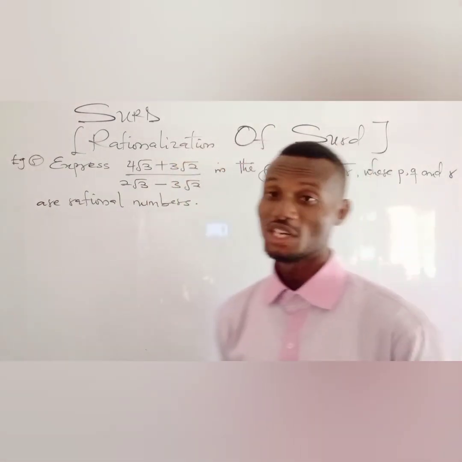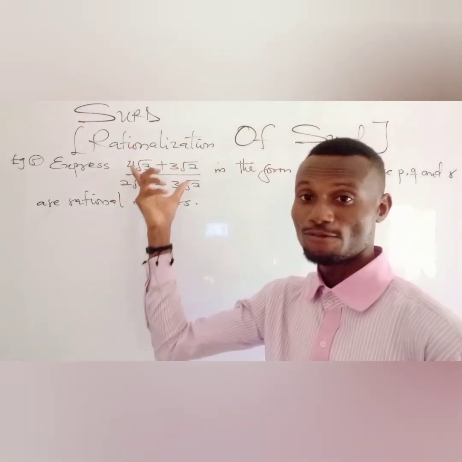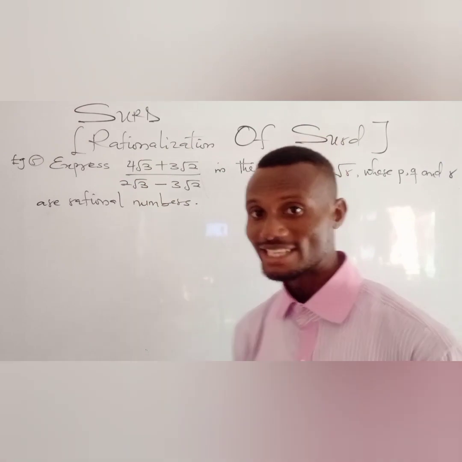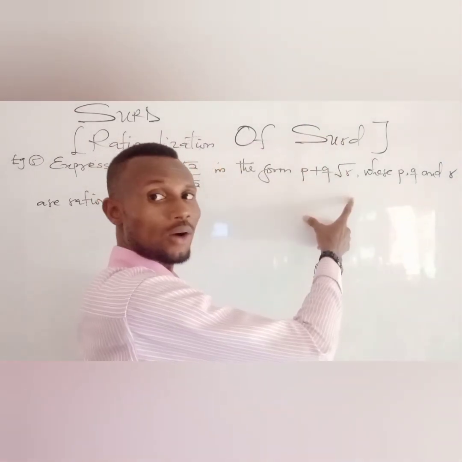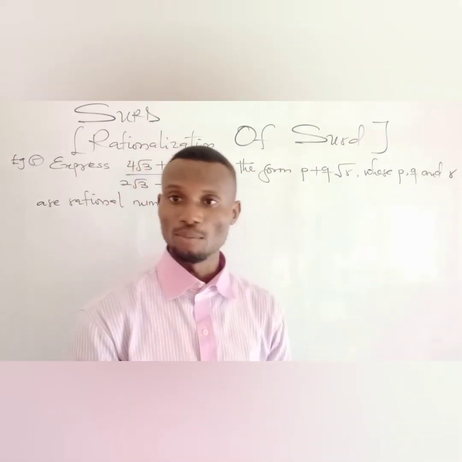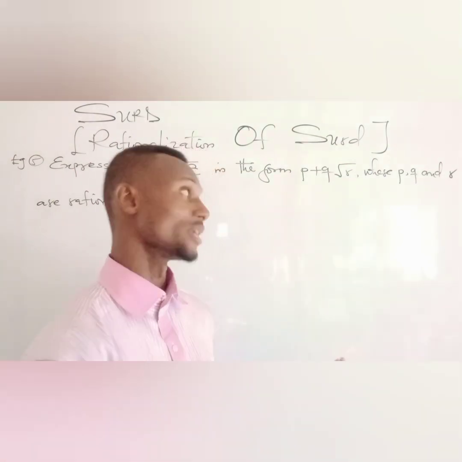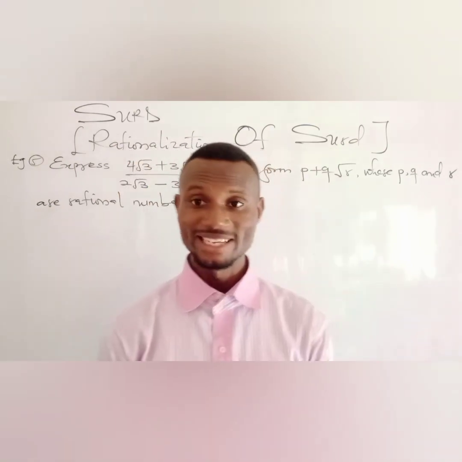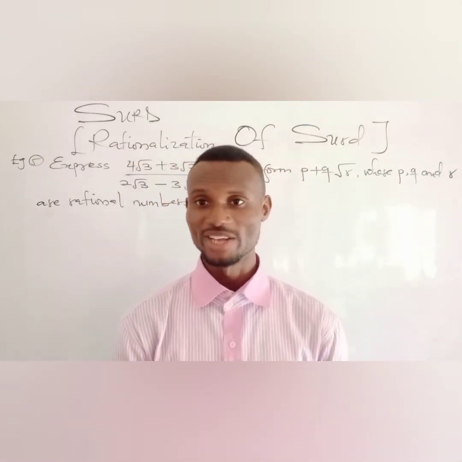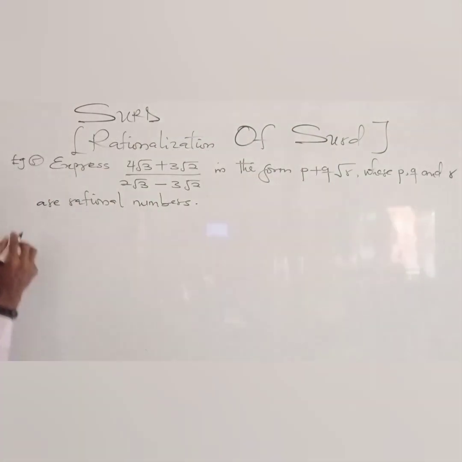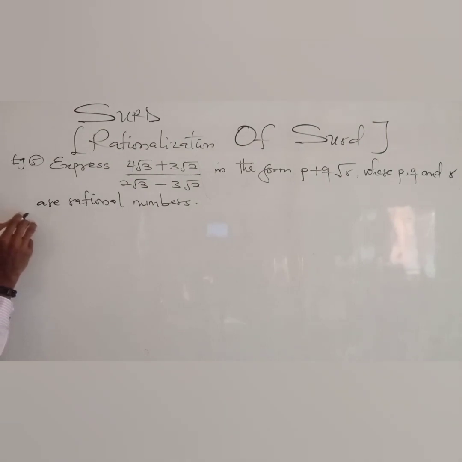So all that we need to do is to rationalize this fraction that you have been given, so that after we've rationalized it, it will be of this nature, and we are going to be able to identify our p, q, and r. I hope the explanation is clear enough up to this point. So let's go ahead and rationalize the fraction given. I'm going to write down my solution, so follow and let's do it together.